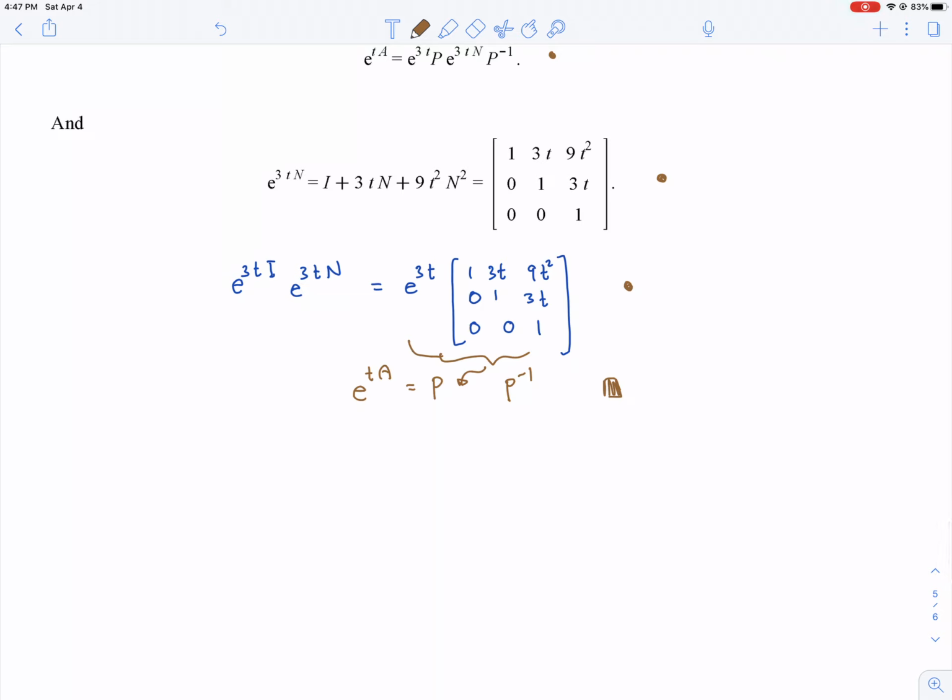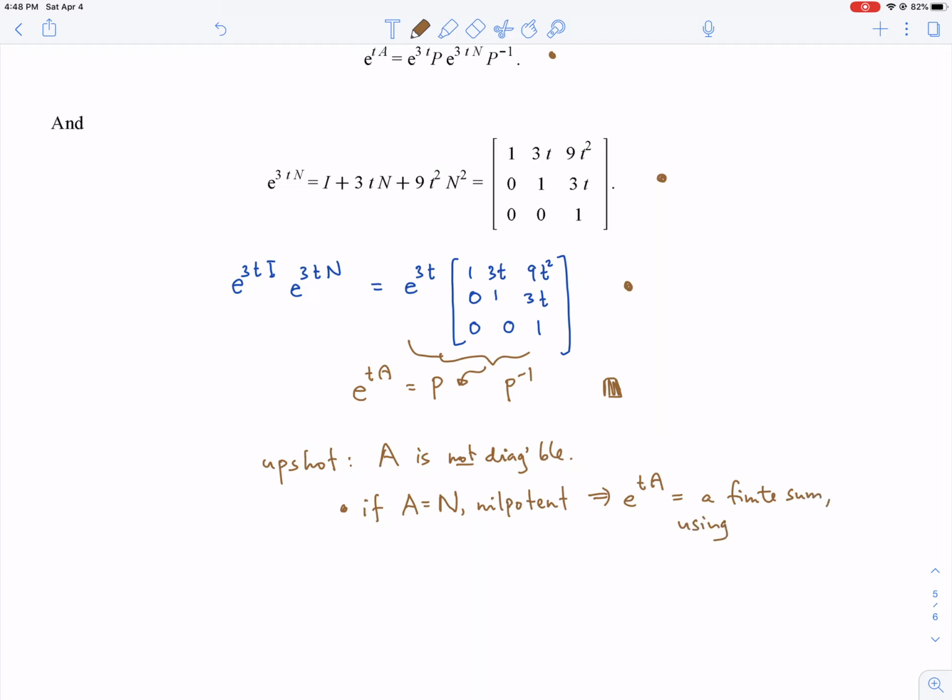And so the upshot is that if A is not diagonalizable, well, if A is nilpotent, meaning if a finite power of it is the 0 matrix, then e to the tA is only a finite sum using the power series definition of e to the tA. So that's super easy.